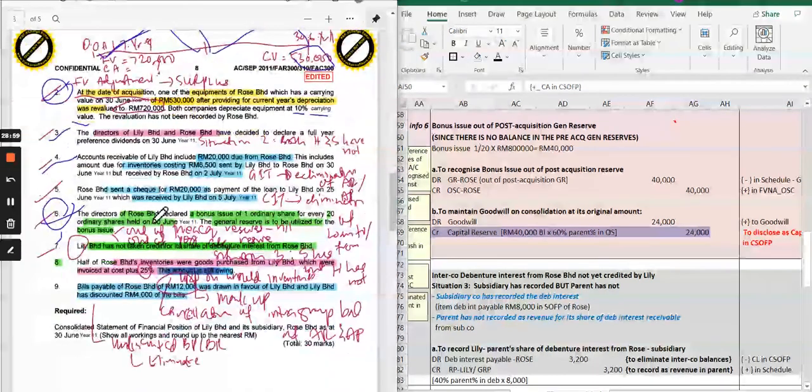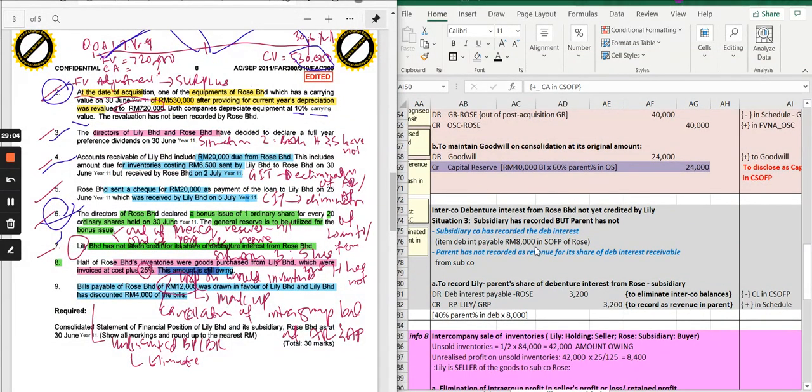Now we move on to information number 7. Information number 7 is regarding debenture interest of Rose that has not yet been credited by Lily. So this is situation number 3, where the subsidiary has recorded the interest or dividend payable. Here is the interest, but the parent has not taken credit of its share.